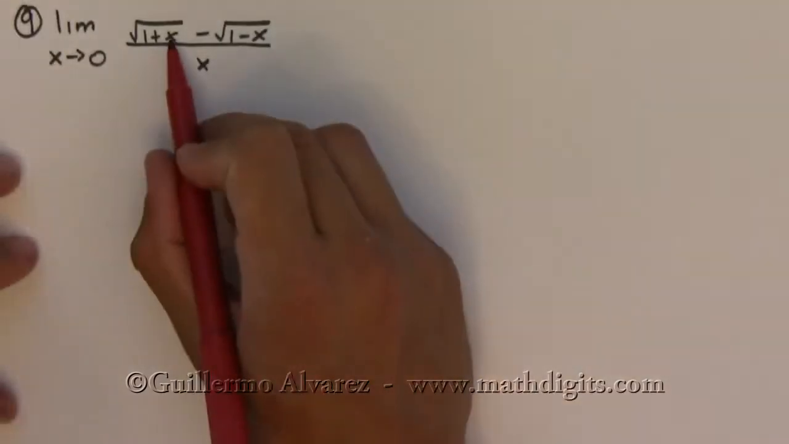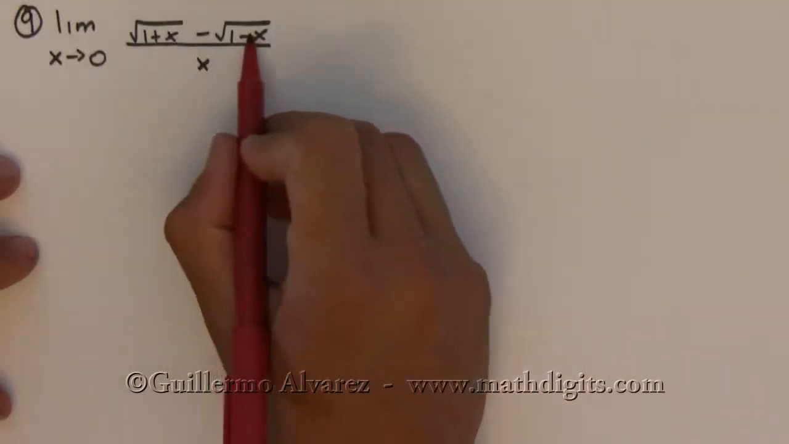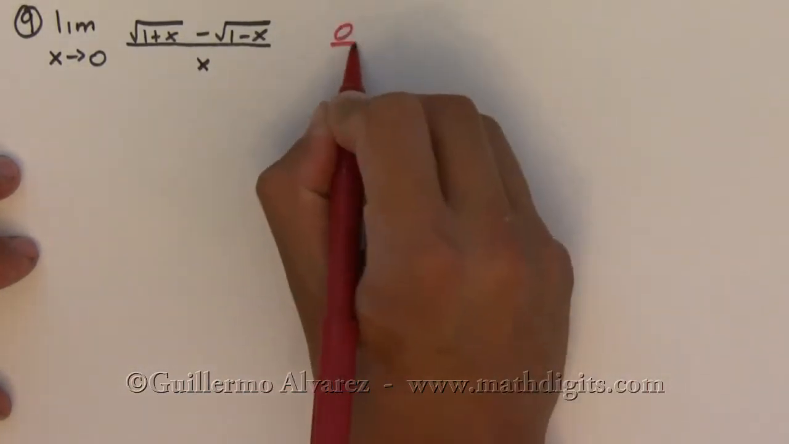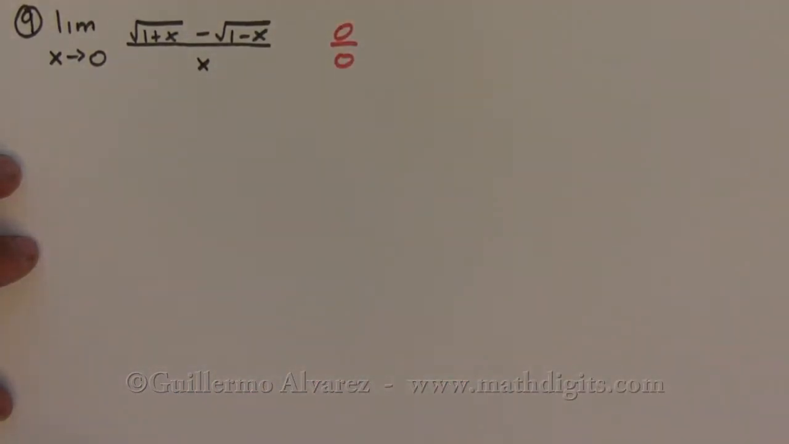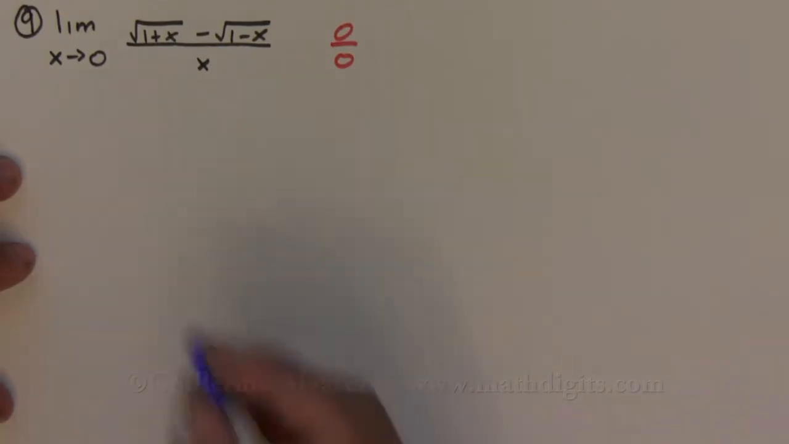Okay, so in this problem, again, as usual, we're going to try plugging in the value first. So notice that if we plug in 0, we're going to get 1 plus 0 is 1 minus 1 is 0 over 0. Okay, so this means we have to do some more work.